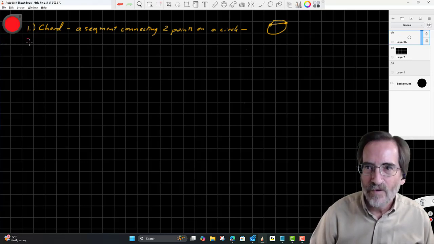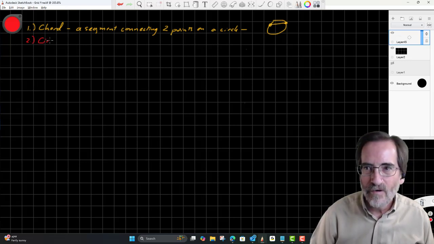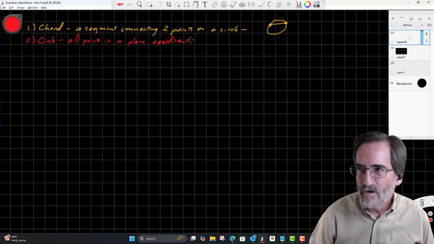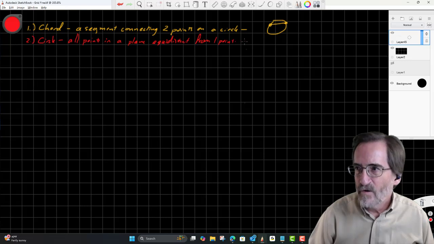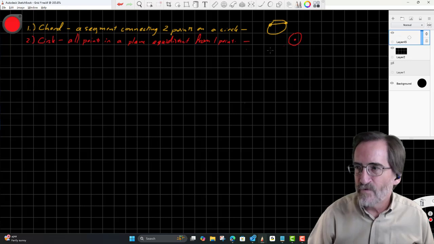Number 2, circle. All points in a plane equidistant from one point. So here's the 1 point, all points equidistant from that 1 point.